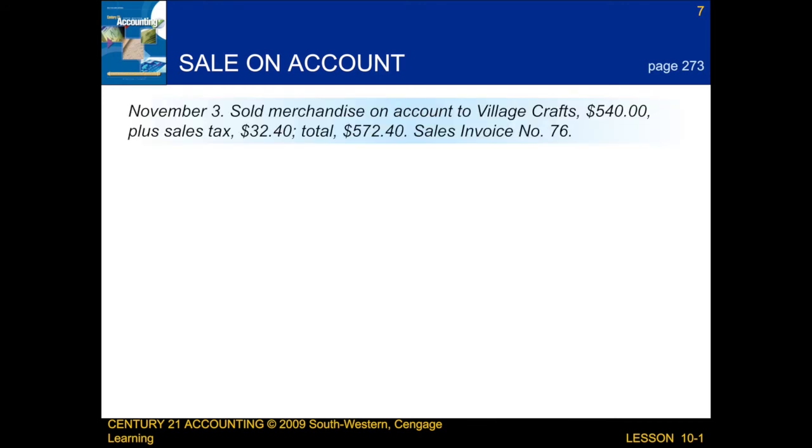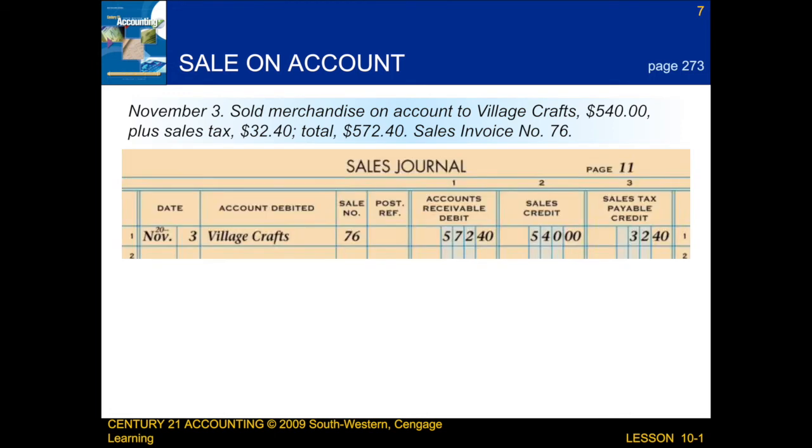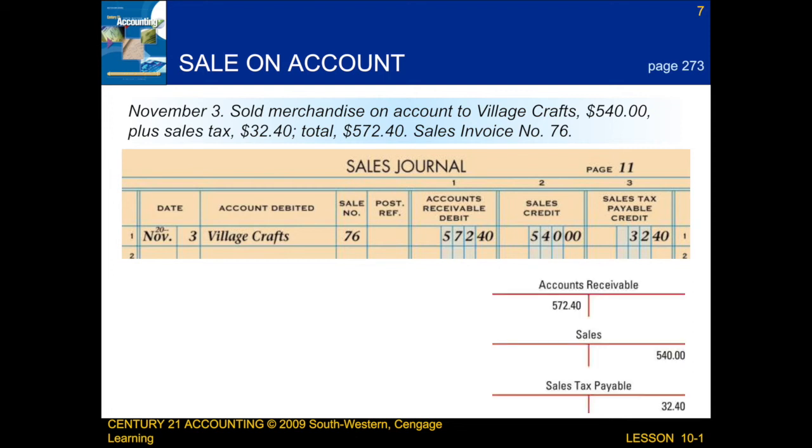All right, next we're going to be talking about a sale on account. So this transaction reads, on November 3rd, sold merchandise on account to Village Crafts $540 plus sales tax $32.40, total $572.40, sales invoice number 76. Okay, so when we journalize a transaction related to a sale on account, there are a few steps that we follow when doing this process.